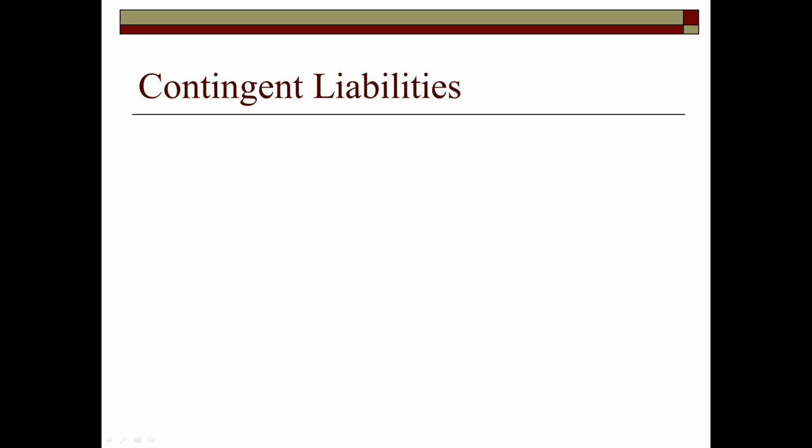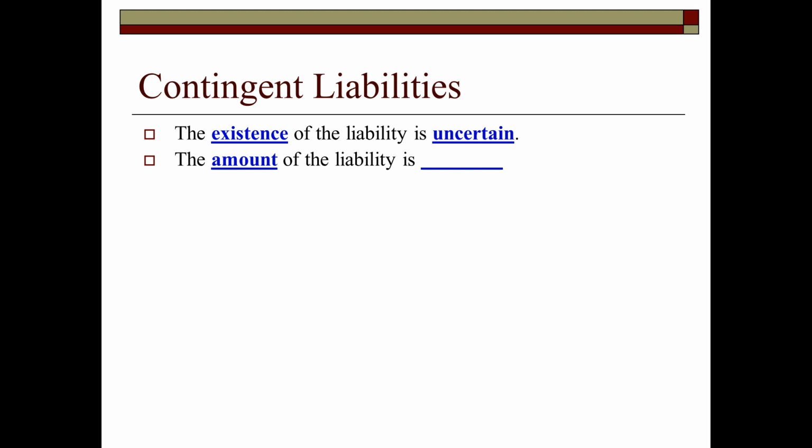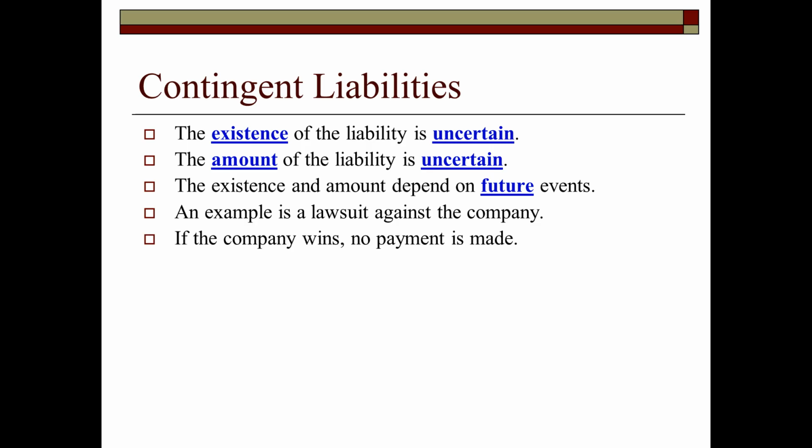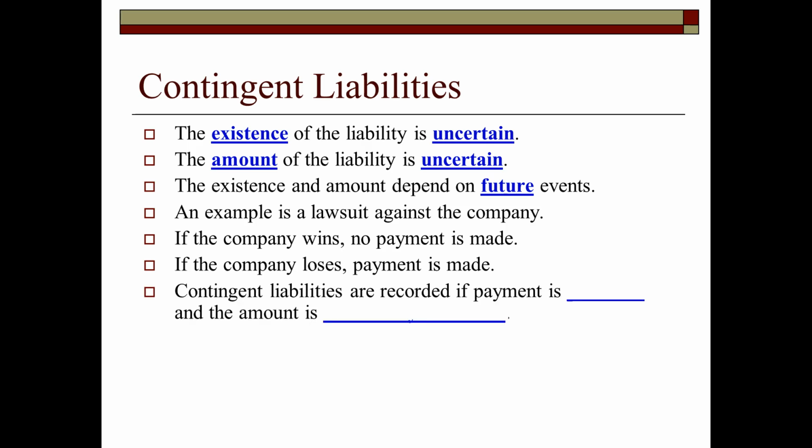Now let's speak about the really one basic bucket of liabilities, special type, called contingent liabilities. This is where the existence of the liability is uncertain. Also, the amount of the liability is uncertain, and the existence and the amount depend on some future events. A good example of a contingent liability companies face is a lawsuit against the company. If the company wins, no payment is made. If the company loses, payment is made.